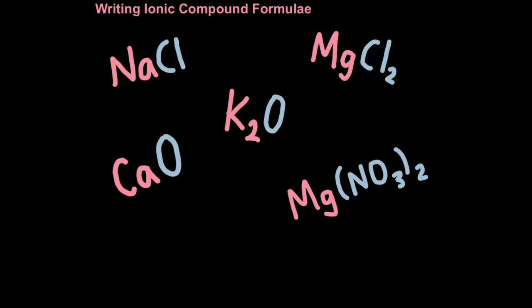But the most sophisticated part of this is understanding how we write ionic compound formulae. Why do we write sodium chloride as NaCl, but magnesium chloride as MgCl2? Why is calcium oxide CaO, but potassium oxide K2O? And why on earth does magnesium nitrate look so fiendishly complex with brackets and everything? There are in fact very good and logical reasons for all of this, and I'm going to explain this now.